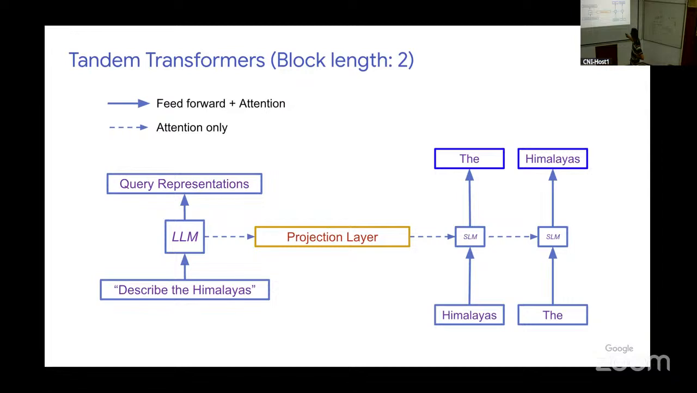So the small language model, only in its attention layers, attends to the keys and values that come from this large language model and this projection layer. It attends to them, and then it generates the next token. And only for this token, which has not yet been processed by the large language model, does it attend to the keys and values of this token from the small language model. But for all of the past tokens, it attends to keys and values that it got from the large language model.